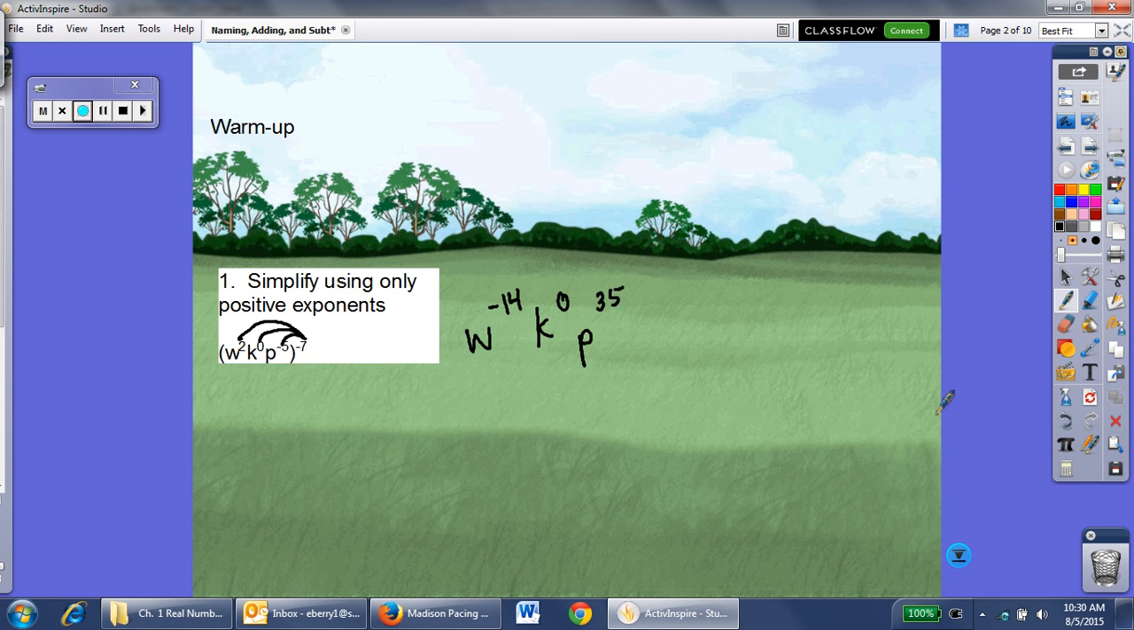Now it says to simplify using only positive exponents. So we need to write this in fraction form. So w to the -14 needs to go to the bottom of the fraction with a positive exponent. K to the power of 0, we know this is just 1, so I'm just going to put a big 1 through it. And p to the power of 35 goes on the numerator since that's a positive exponent.